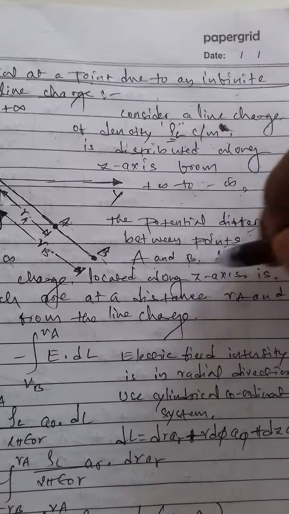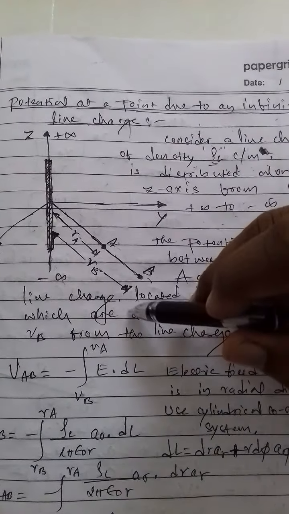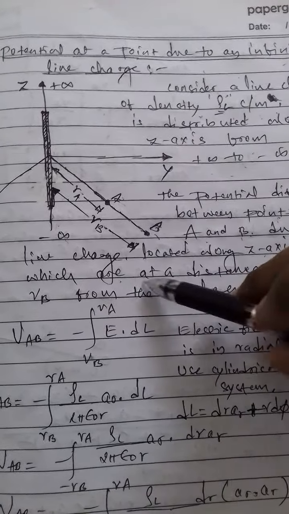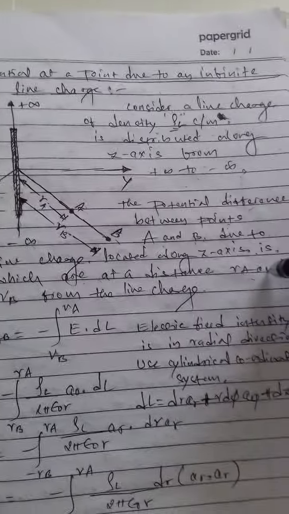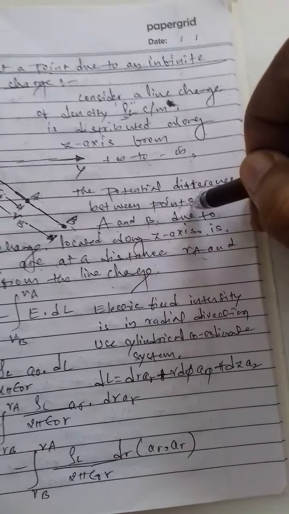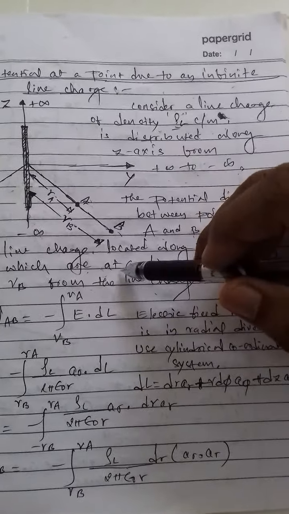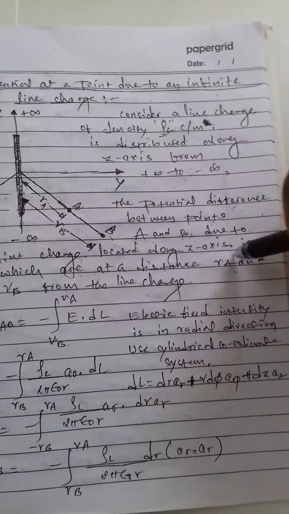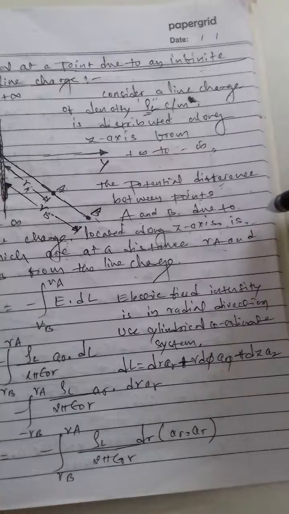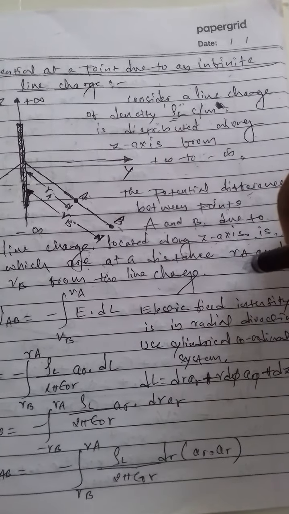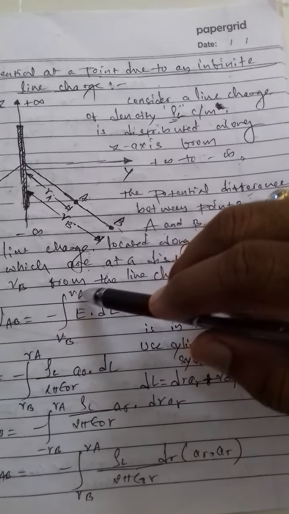The potential difference between points A and B due to the line charge located along the z-axis, which are at a distance RA and RB from the line charge.